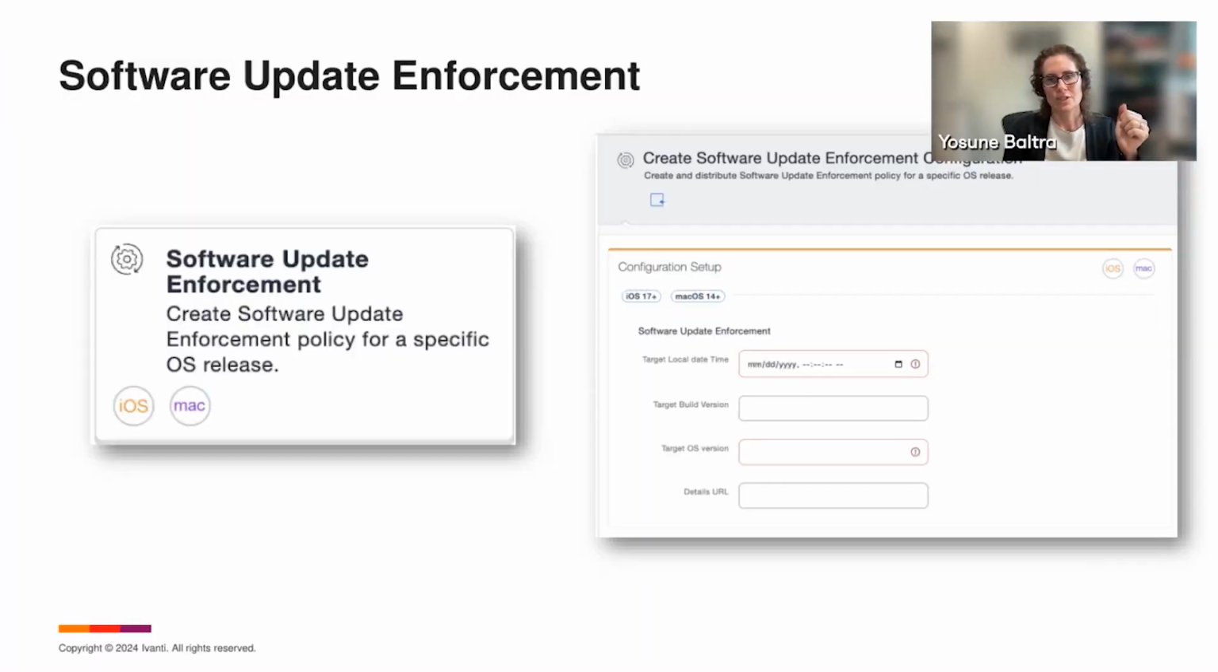With this new configuration, you can see it's already there. In our platform, under software update enforcement, you're able to set up a date, a time, and the specific version that you want your devices to be upgraded to. And how will this work? It will automatically, on that date and time, apply the patch or the upgrade that you're looking for.